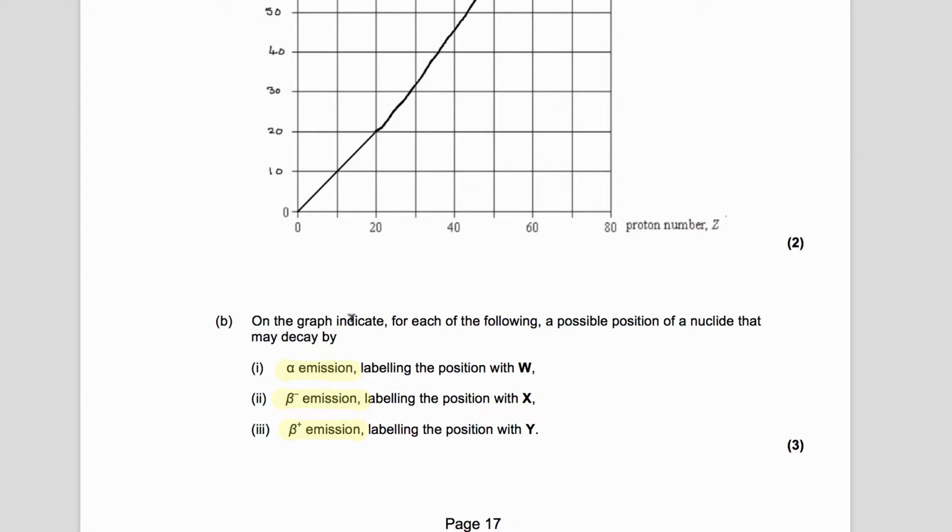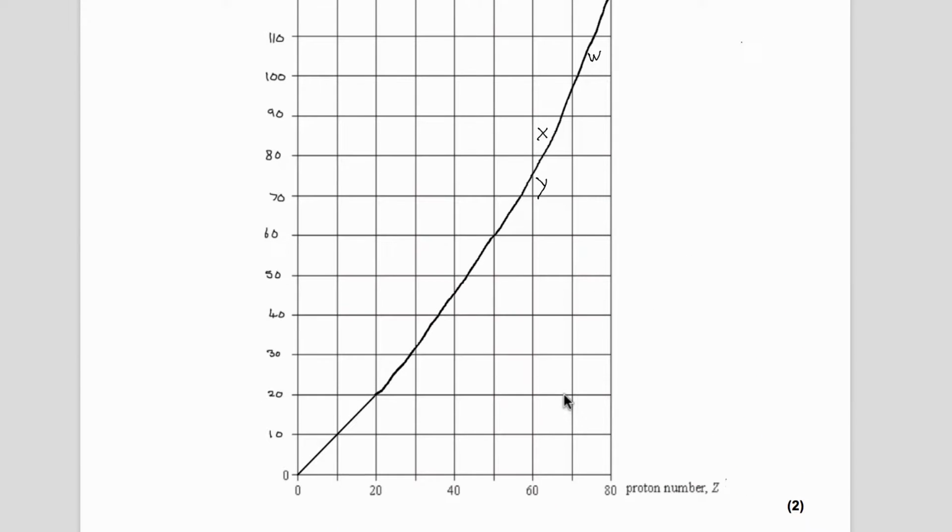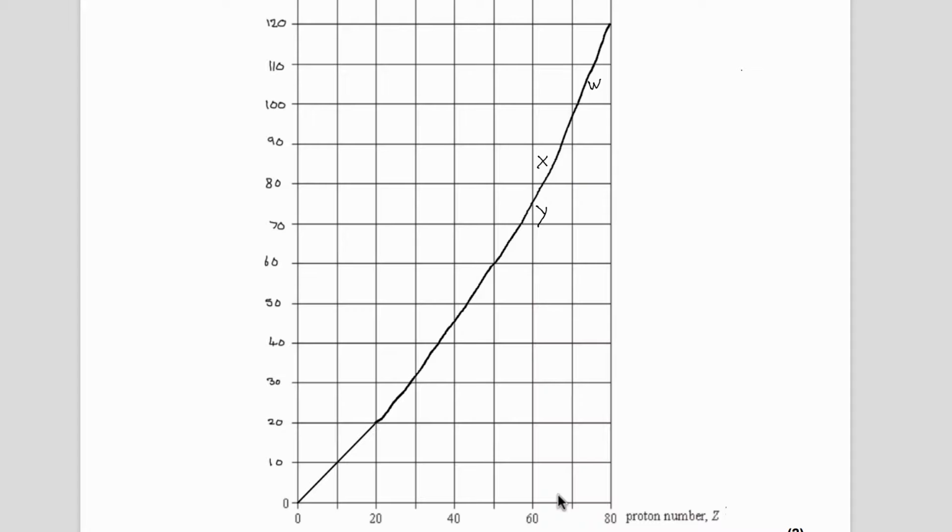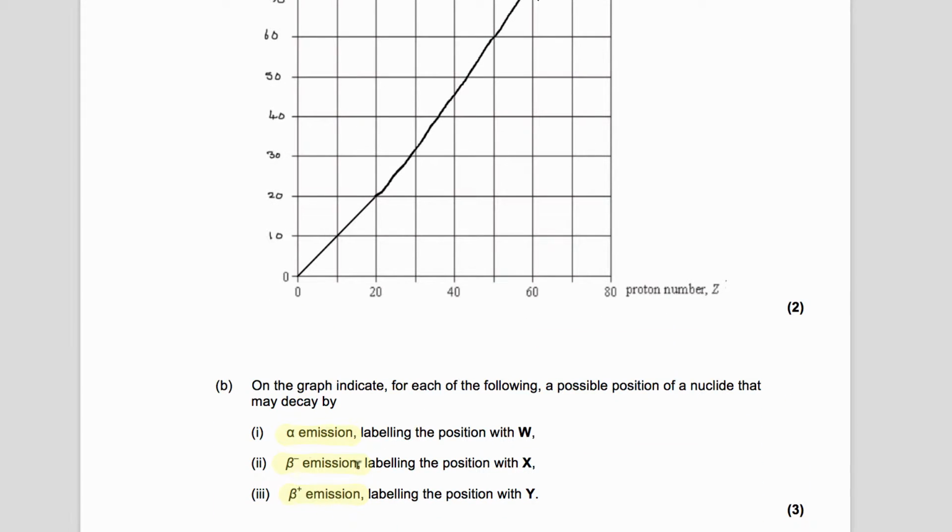In part B, we're then asked to go back to the graph, and we need to show possible positions for nuclides or nuclei that are radioactive that can decay via alpha, beta minus, and beta plus emission. And we're asked to label these as W, X, Y, and Z. Well, for alpha emission, they're really heavy nuclei with large proton numbers of greater than 60. So the exam board want you to put it about here. They say that it's going to be very slightly below the line. So it's a good bet to put it just below the line rather than above it. That's better for W.